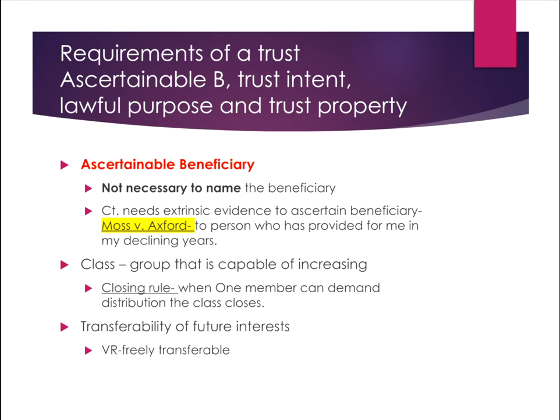We will begin to look at classes who are capable of increasing, who are not fully ascertained at the time of creation. We have what's called a class closing rule. When one member of that class can demand distribution, the class closes. We need to understand the various future interests, because if a future interest holder dies, what happens to their future interest? Does it go through their estate or does it disappear?